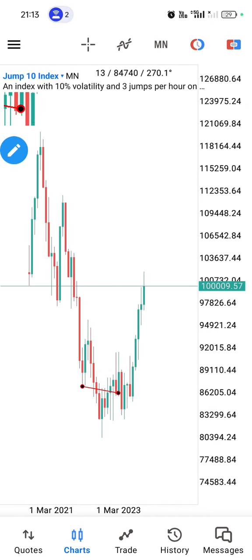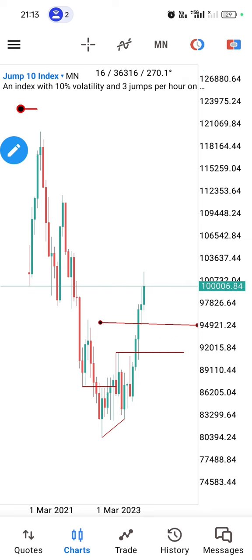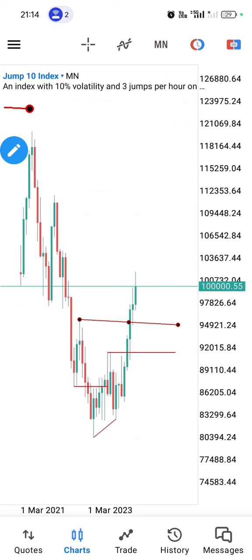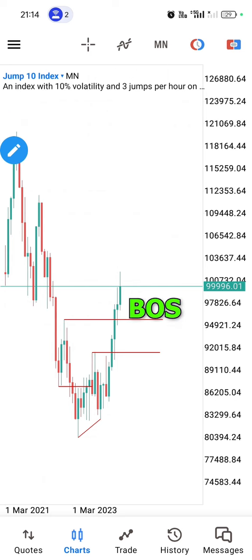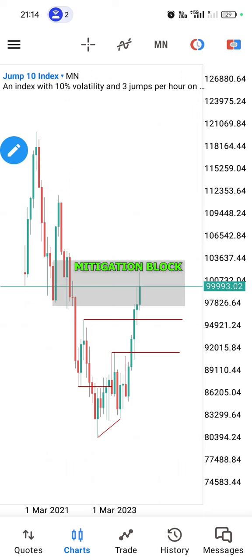And we start off on the monthly where we say break of structure below that low, and then price failed to break the next structure and gave us an SMS. And then what it did next is give us a change of character or BOS above that high, and it continued moving up to break structure above the next high. Now right above that high there is a small imbalance or fair value gap, and it kept on shooting through to hit the monthly mitigation block.